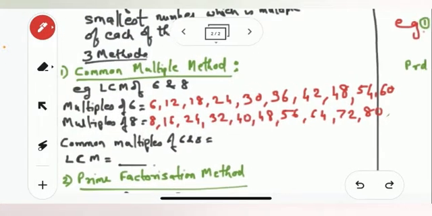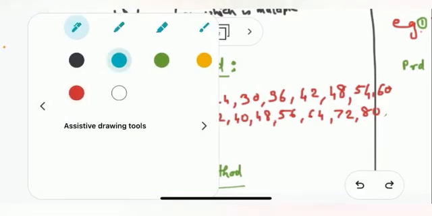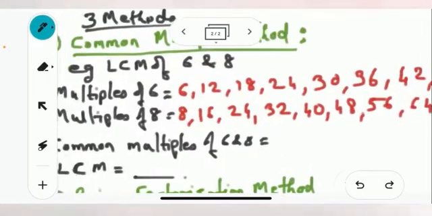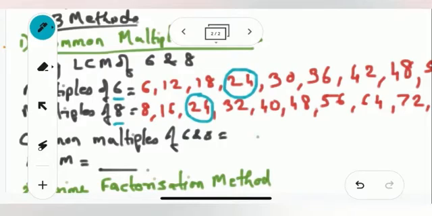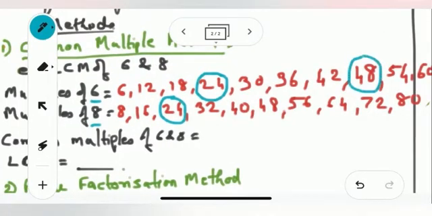Okay, now here if you see, we have written the table of 8, that is multiples of 8. So now we will first find out the common multiples in both these numbers. So the common multiples, if you see, which are common. Now here I can see 24 is common in both. Then 48 is common in both.